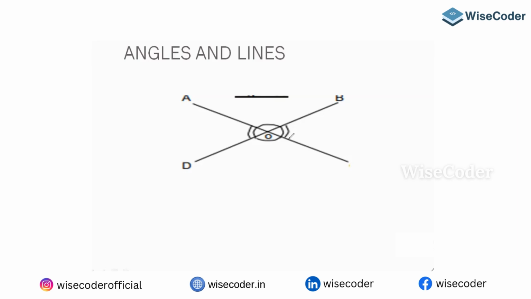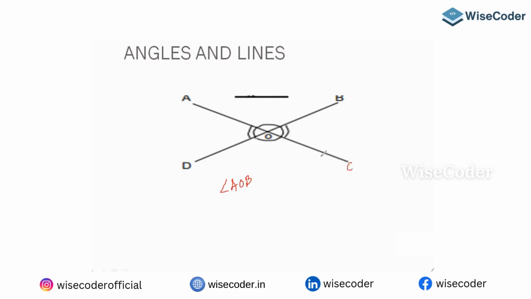Vertically opposite angles are equal. So this is O. So let me take triangle AOB. So this is AOB. And what is the vertically opposite angle?